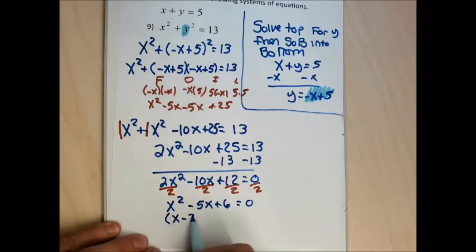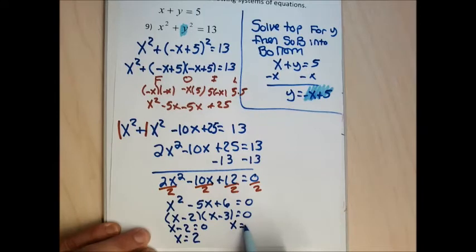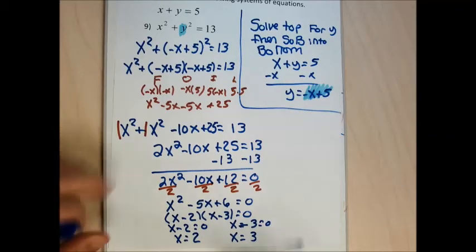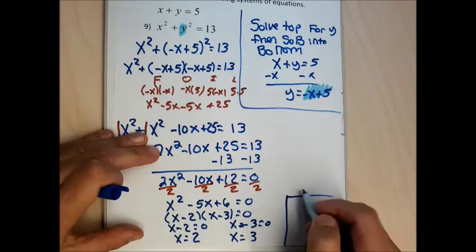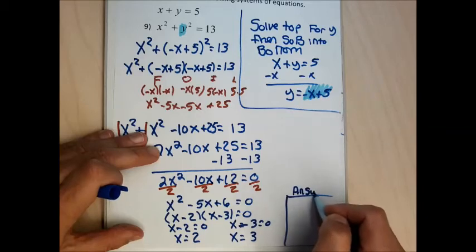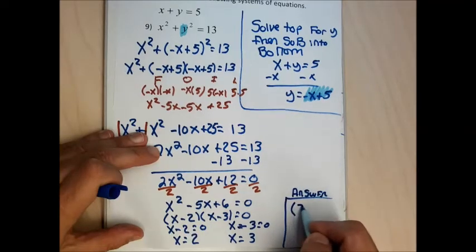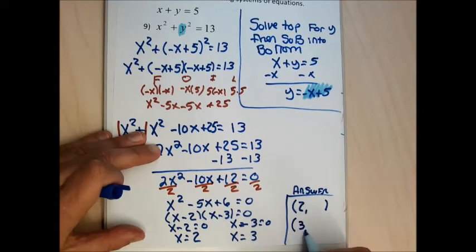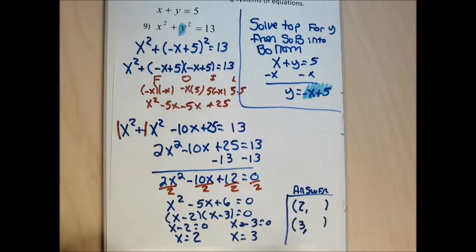This factors into x minus 2 times x minus 3 equal to 0. I'll set the x minus 2 equal to 0 and get an answer of x equal to 2. I'll set the x minus 3 equal to 0 and get an answer of x equal to 3. Each x needs to be paired with a y. So when I go to write my answer, the x equal to 2 needs to be paired with the y that's appropriate with it, and the x equal to 3 needs to be paired with a y.